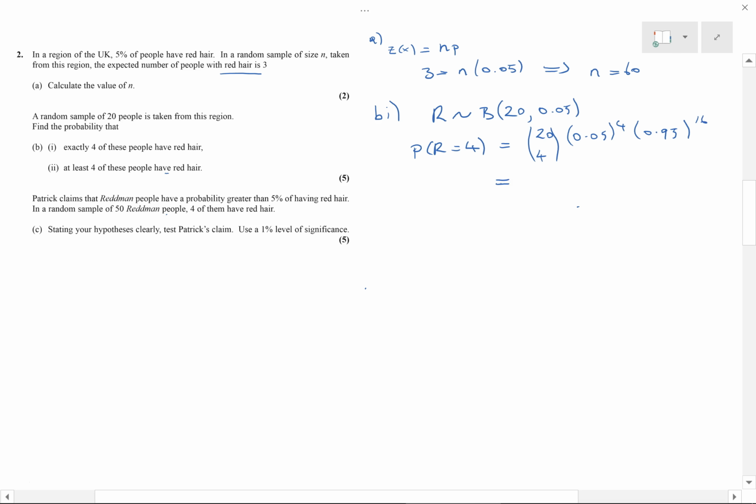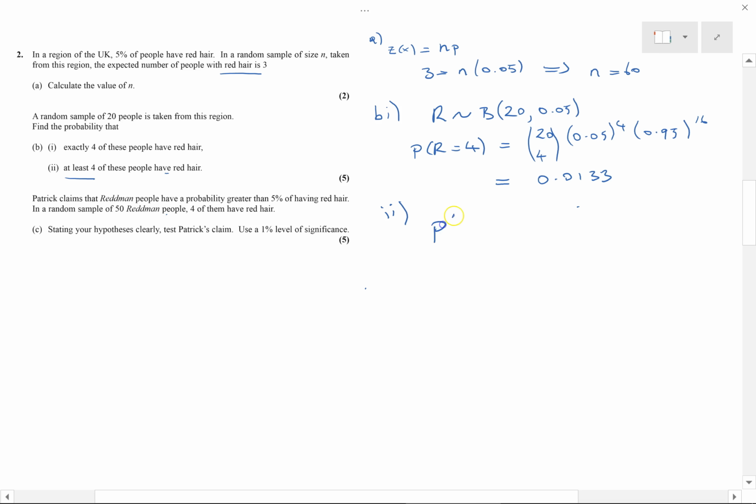And if you put that into your calculator, you'll get 0.0133 to 3 significant figures. Okay, so that was pretty straightforward again. So second part, it says at least 4. Now let's get the inequality right. That means 4 or more.